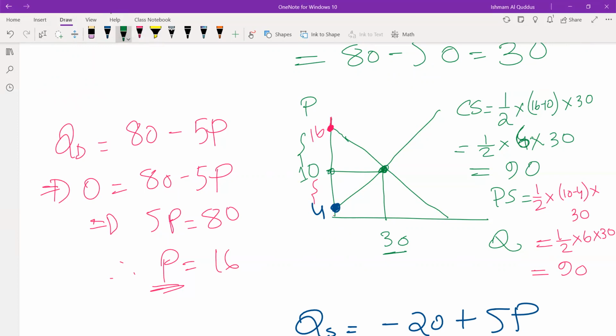So what about the total surplus? Now we know the total surplus is nothing but the summation, right? You just add the consumer surplus and producer surplus, and you will get the total surplus as well. So here total surplus would be 90 plus 90 equals 180. Yeah, this is the total surplus.